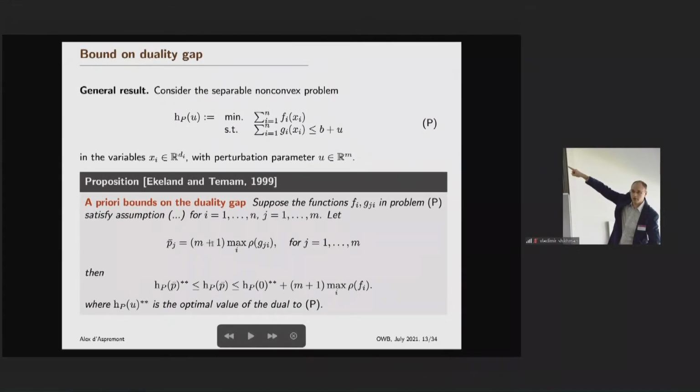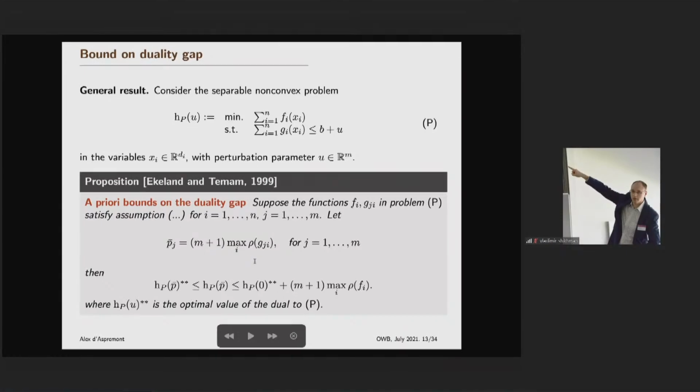And it's proportional to m+1, the number of constraints, and the maximum non-convexity of the functions g_ij. And what you can show is that h_p of p bar**, so the relaxation taken at this perturbation vector p bar, is a lower bound on h_p of p bar, which is the original optimum problem solved at the perturbation p bar, which itself is below h_p at 0**, so the relaxation at perturbation 0, plus a gap controlled by m+1, the number of constraints, and the maximum non-convexity, right?